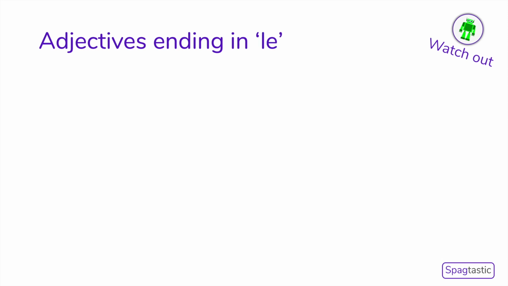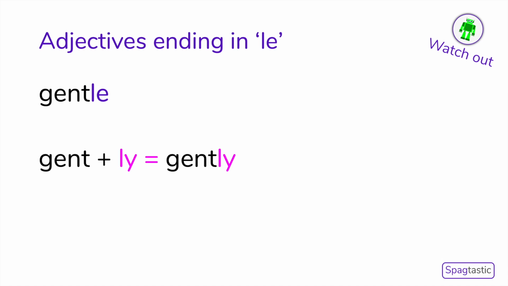This time we are going to look at adjectives that end in le. Our adjective is gentle. If you look closely, you will notice that gentle ends in le. The spelling rule is, if an adjective ends in le, we need to take off the le and then add the suffix ly. So our adverb is gently, GENTLY.